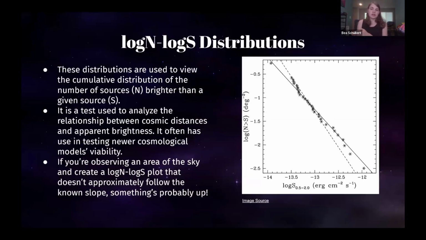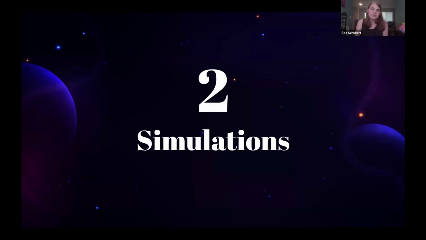And to go further into log N log S distributions, these distributions are used to view the cumulative distribution of a number of sources N brighter than a given source. It's a test often used to analyze the relationship between distances and apparent brightness, and it's often used in determining the viability of newer cosmological models. If your proposed model doesn't follow this distribution, you know something is probably up.